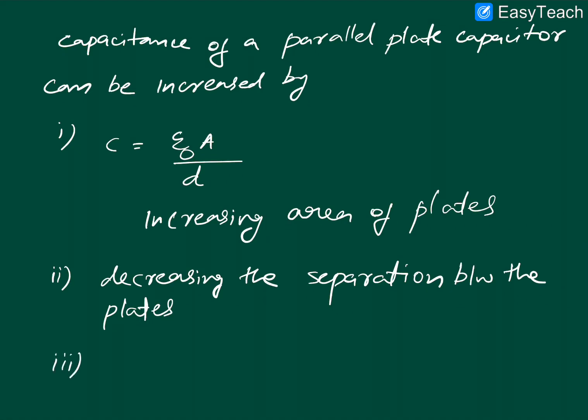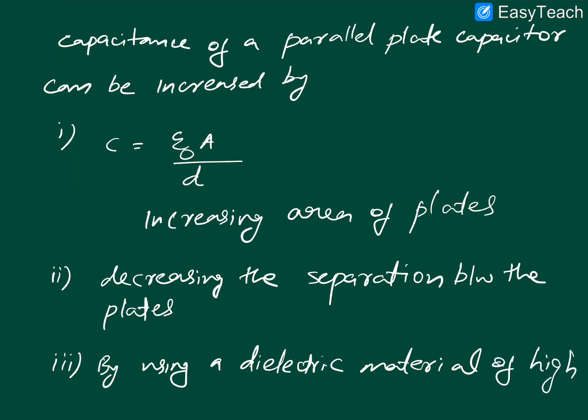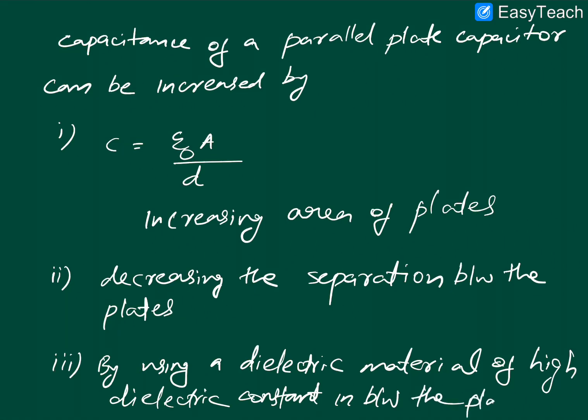Now third method, which we will discuss in the next lecture, that is by using a dielectric material of high dielectric constant between the plates. In this case, we consider that air is there in between the plates. Instead of air, if you fill some other dielectric material, then you can increase the capacitance of that parallel plate capacitor. So the effect of dielectric and how it will increase the capacitance will be discussed in the next lecture.